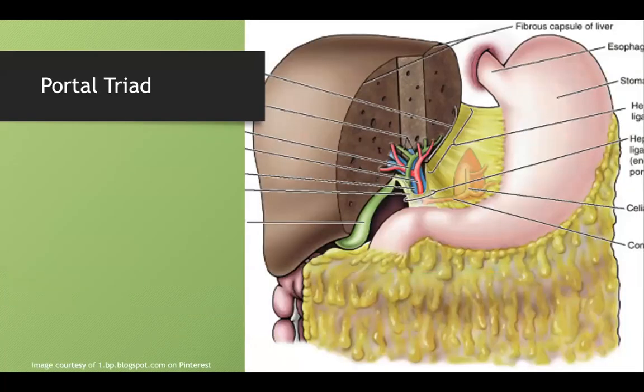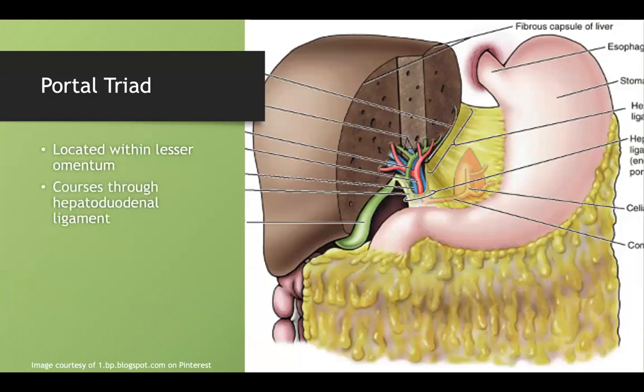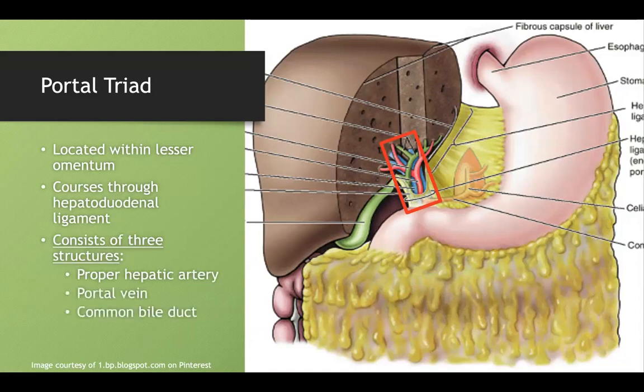Now let's talk about the portal triad, which we've discussed in previous lectures. This is located within the lesser omentum, located here, and it courses through what's known as the hepatoduodenal ligament, which connects, as the name suggests, the liver and the duodenum. There's three structures you need to be aware of: the proper hepatic artery, the portal vein, and the common bile duct.